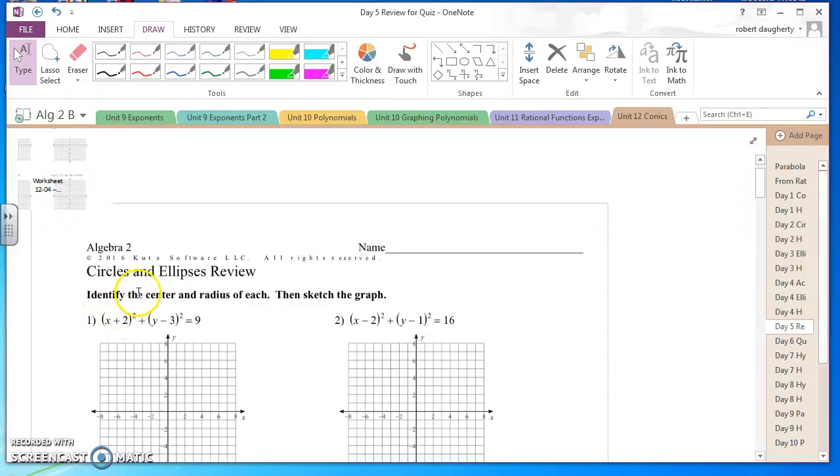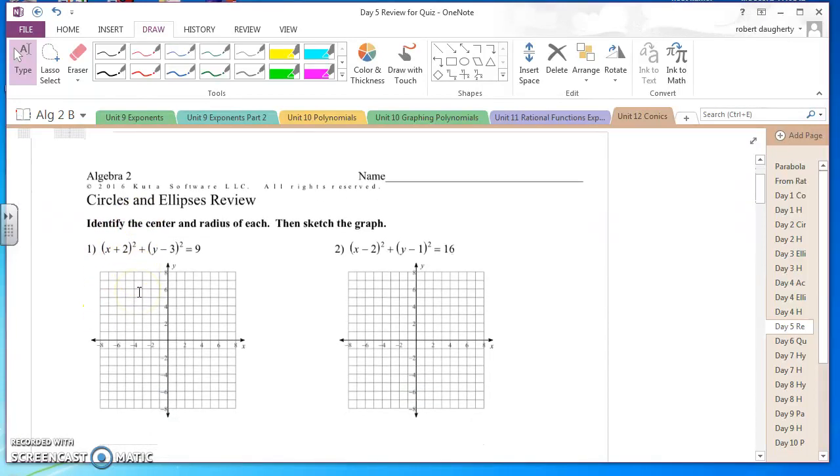Okay, guys, hey, I want to look at some of the questions we have in our review and work through those with you. Problem 1 here, these are circles. So we're asked to find the center and the radius.